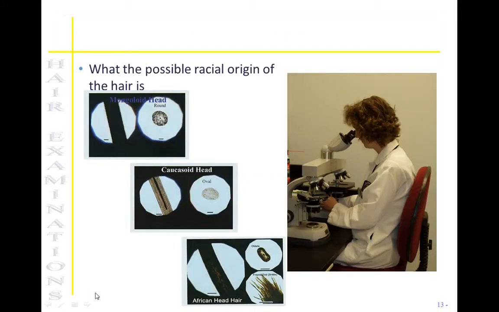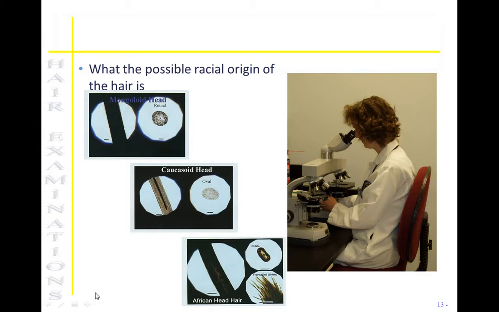So if we initially start our examination of a human hair, we're going to attempt to determine any racial characteristics for the hair itself. You can see from these 3 examples, the pigment distribution is going to be slightly different if the hair is from a Caucasian, or at times referred to also as European, or from Mongoloid, which at times is also referred to as Asian orientations, or Negroid, African American. The pigments also vary in their distribution.